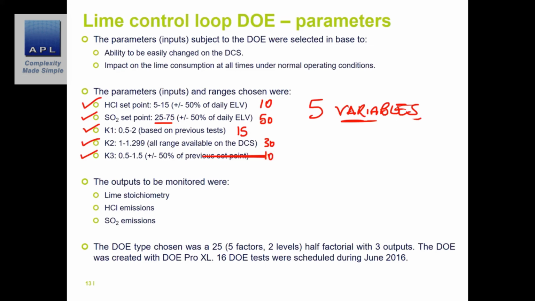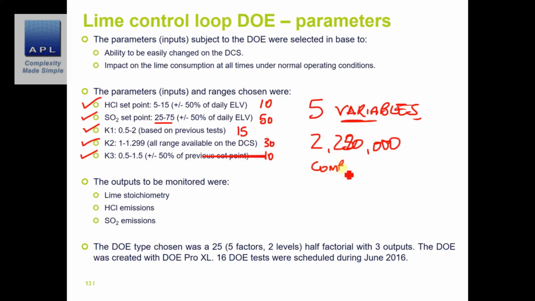Now, if you multiply those values together, 10 times 50 times 15 times 30 times 10, what do we get? We get 2,250,000.